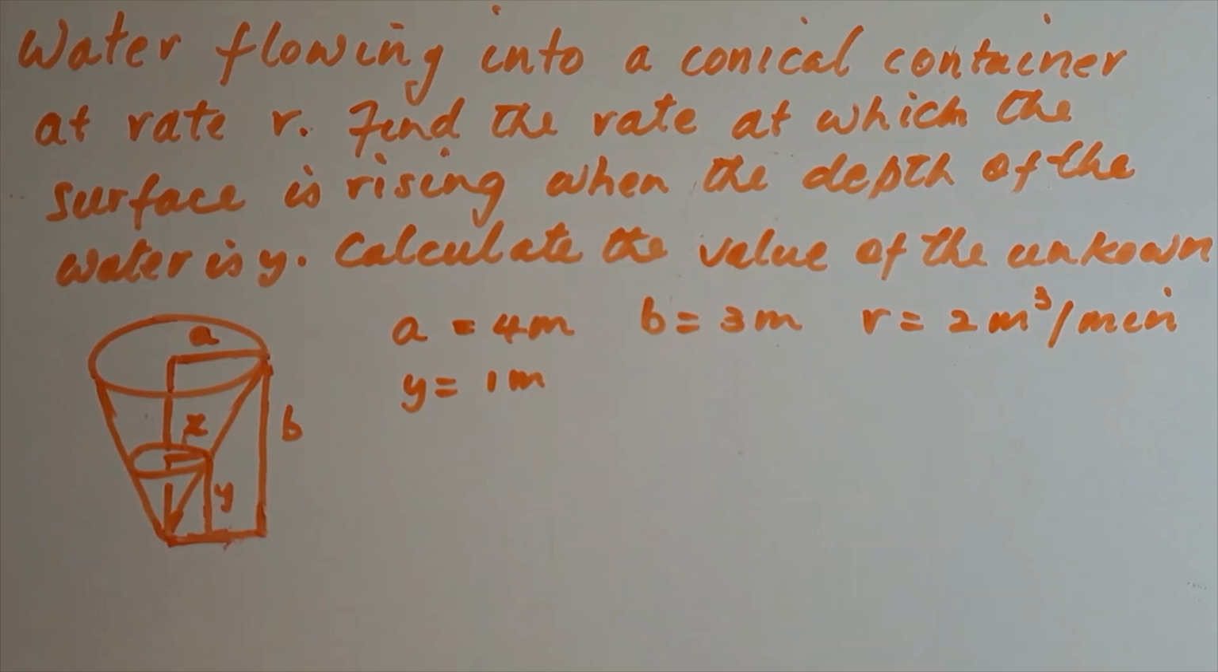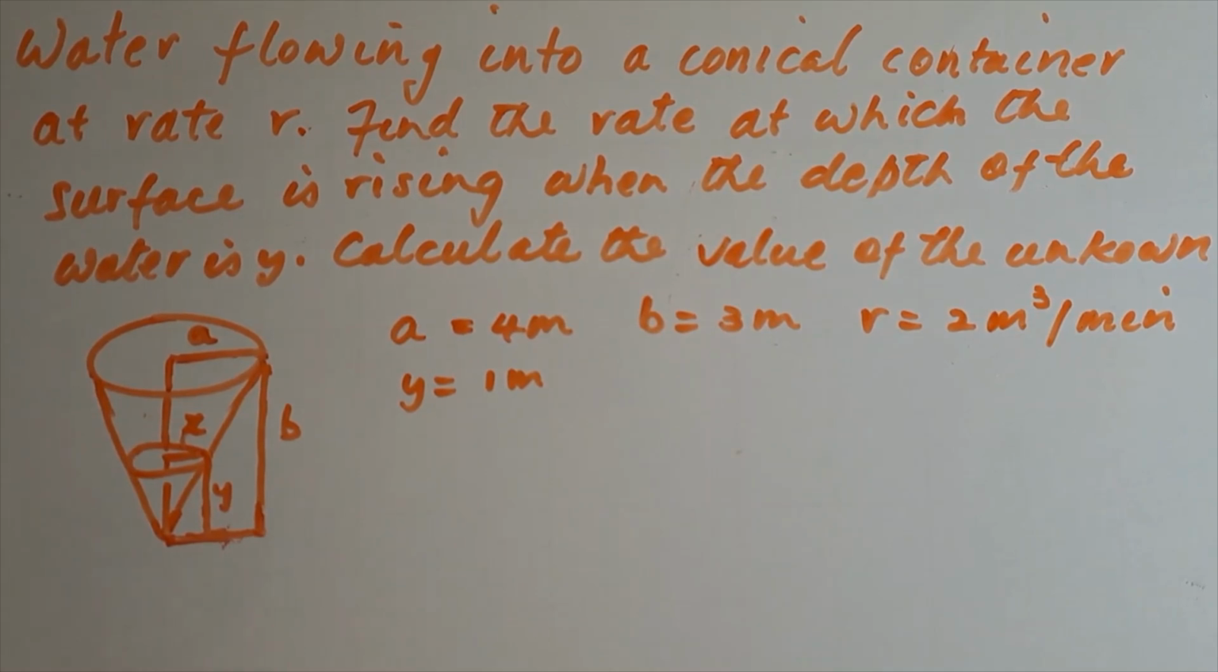The radius of the base is A, as you can see. The altitude or the height of the cone is B, shown here. And we need to find the rate at which the surface is rising when the depth of the water is Y. So the depth is at this level here.